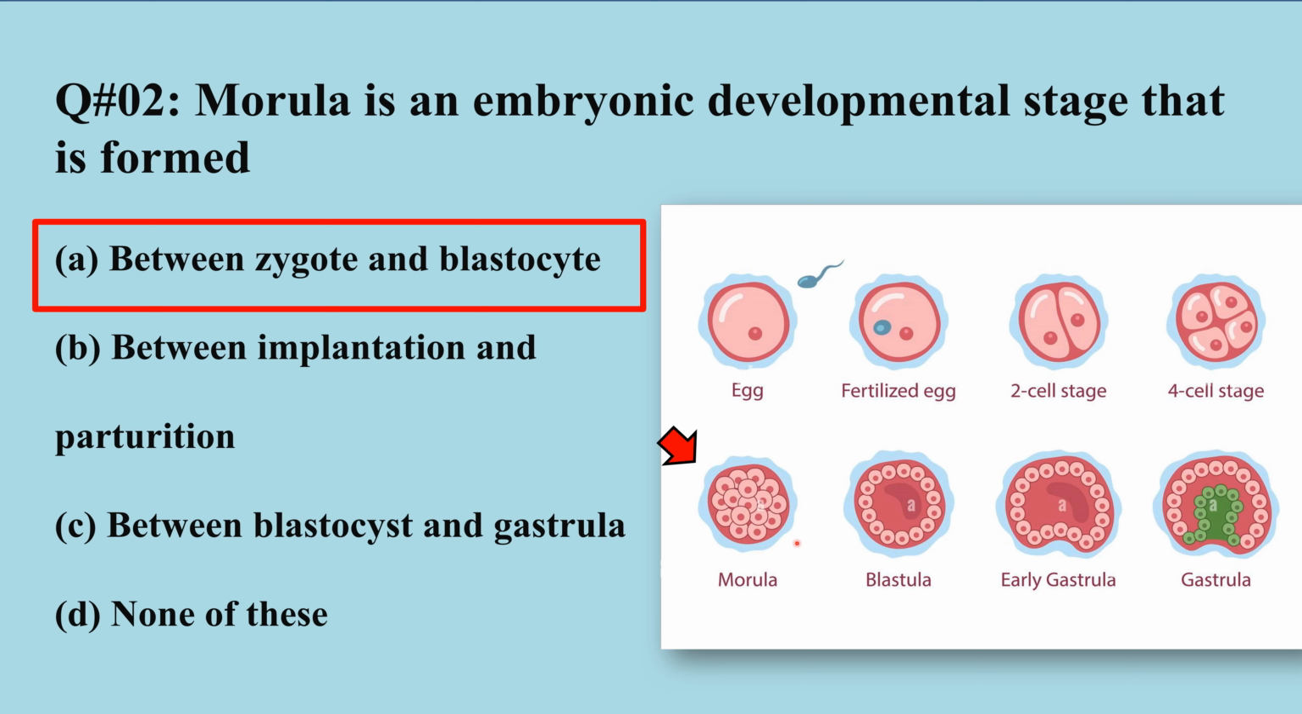and blastocyte. As here is the egg, it goes through these stages, and then there is morula, then blastula, then gastrula. So this morula comes before the blastocyte formation and after the zygote formation. So the right option for this question is option A.